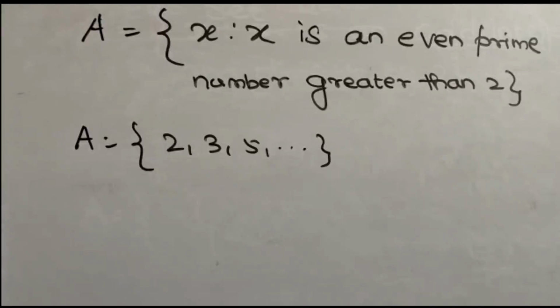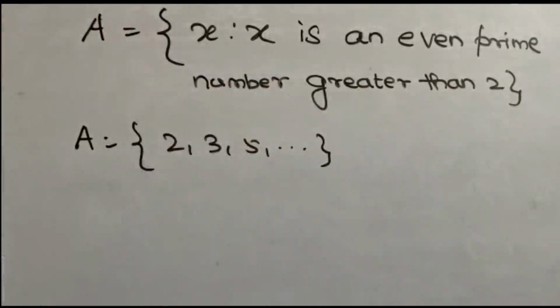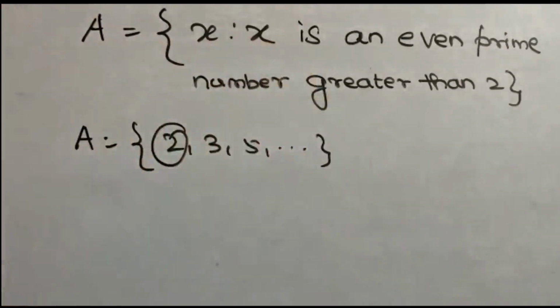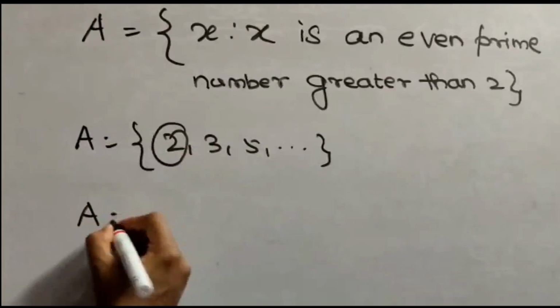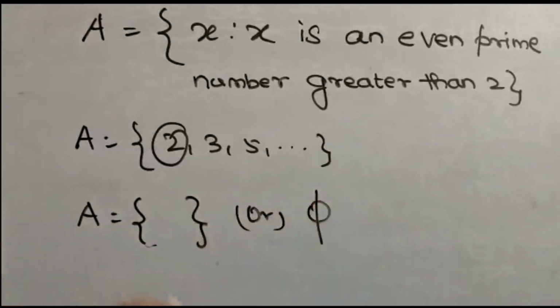But see the question: even prime number greater than 2. It's not possible. The only even prime number is 2, but they are asking for an even prime number greater than 2. So it's not at all possible. So what is the answer? The set is empty. Either you use this notation or simply write phi. Okay. Let's see another example.